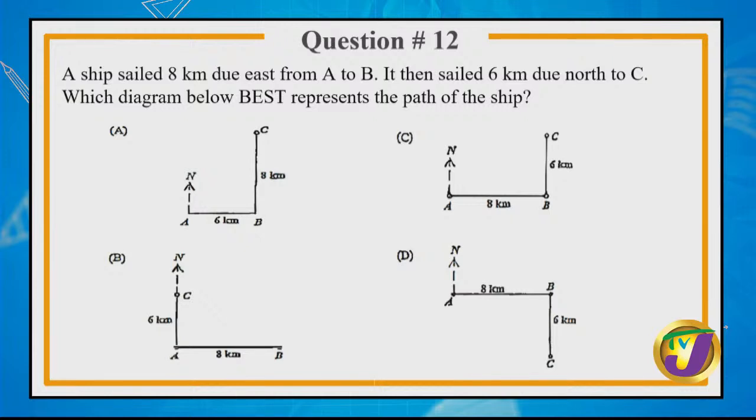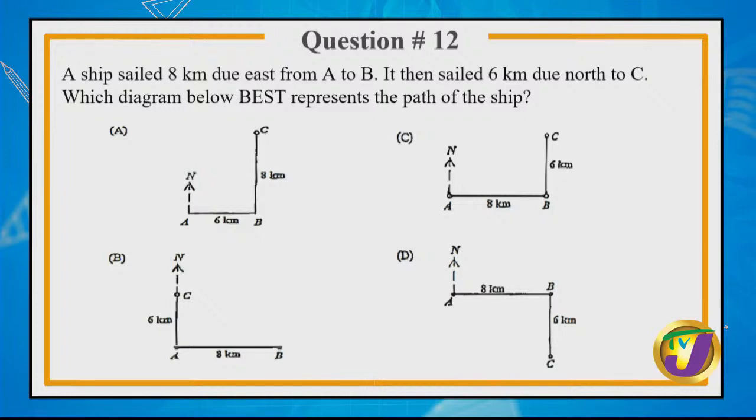A ship sailed 8 kilometers due east from A to B. It then sailed 6 kilometers due north to C. Which diagram below best represents the path of the ship?